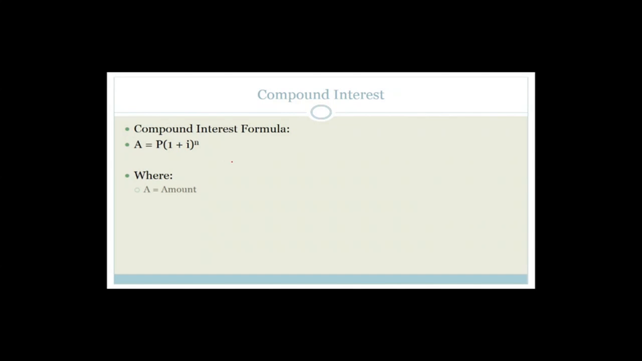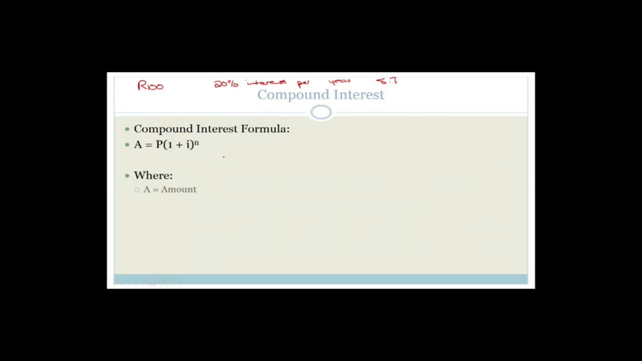So let me just explain what the difference is. The difference between simple and compound interest is, let's say, for example, I say to you that I'm going to loan you 100 rand, but I'm going to charge you 20% interest per year.